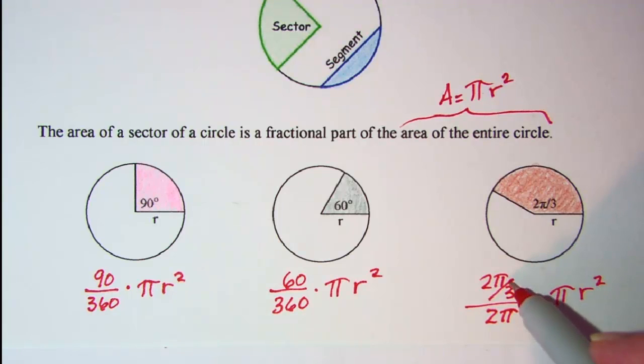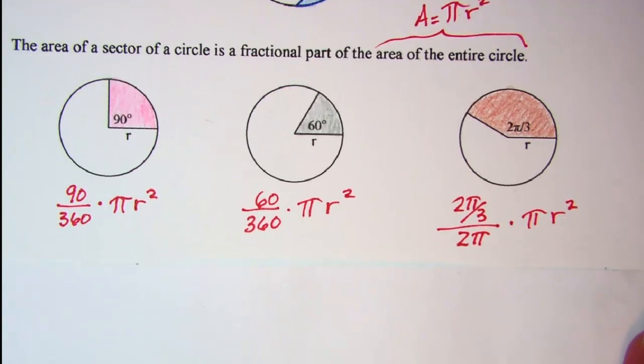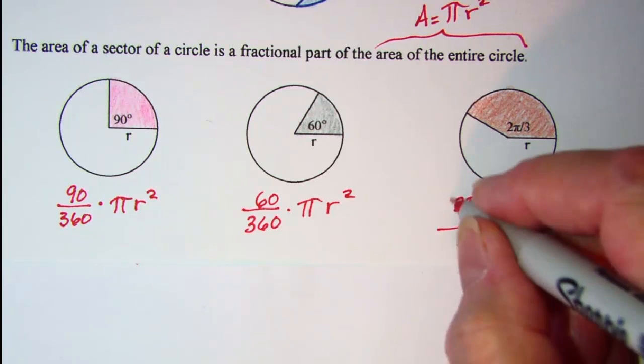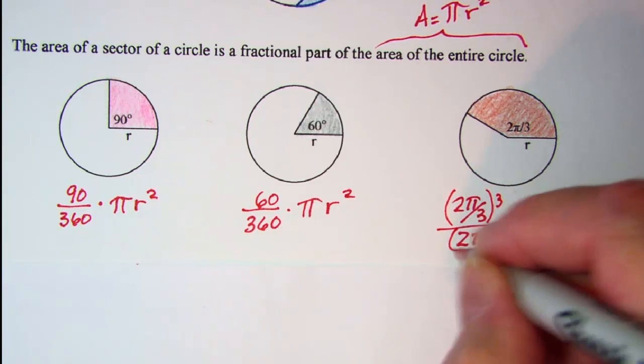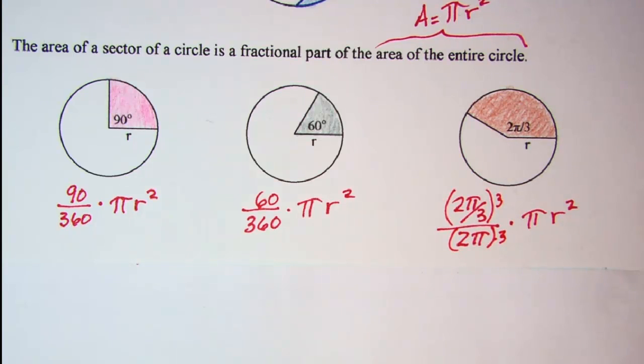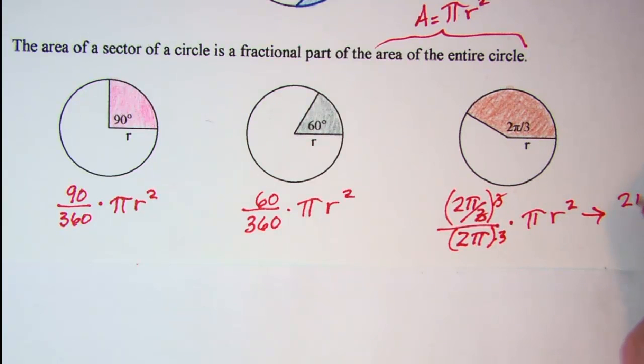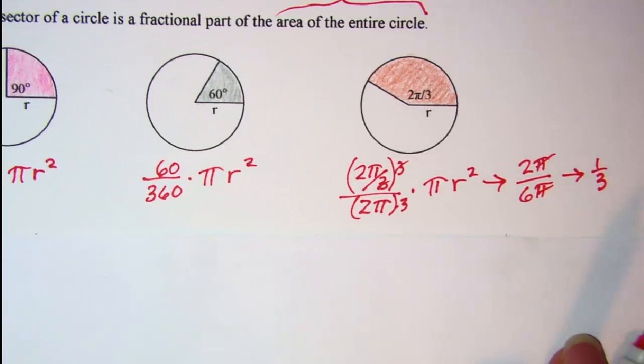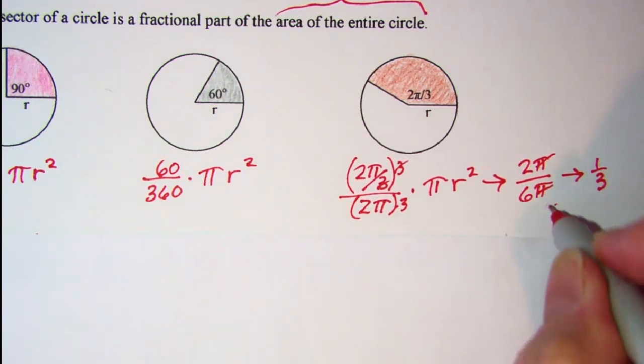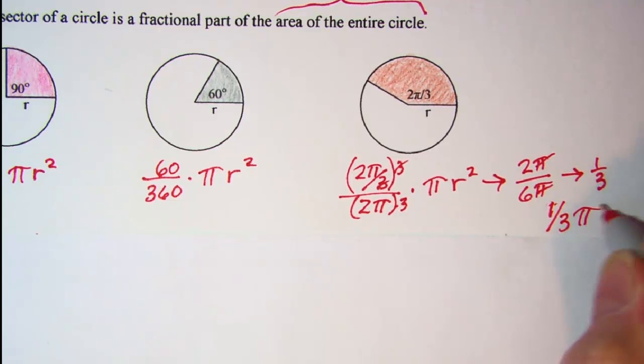Now we could simplify this complex fraction by multiplying top and bottom by 3. And we would simplify to 2 pi over 6 pi, which we can see the pi's cancel, and 2 over 6 is the same as 1/3. So this sector would be 1/3 pi r squared.